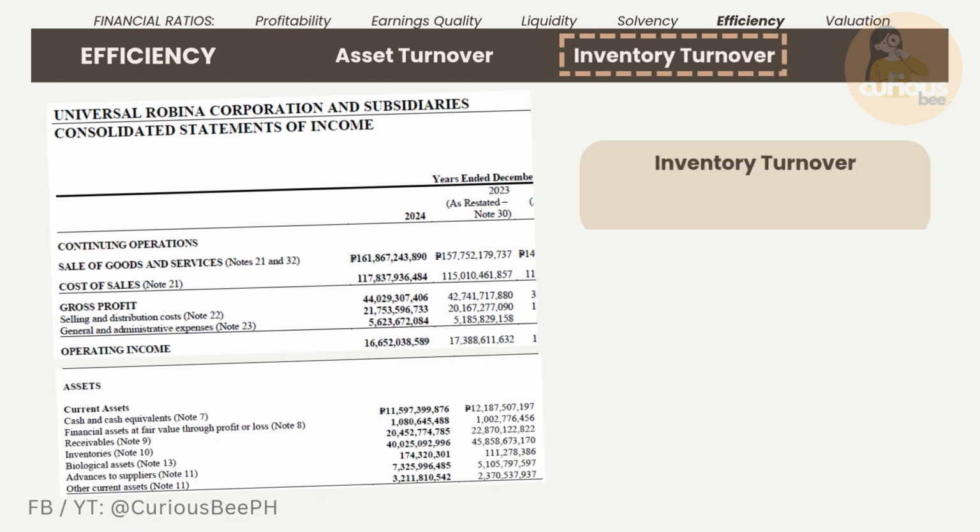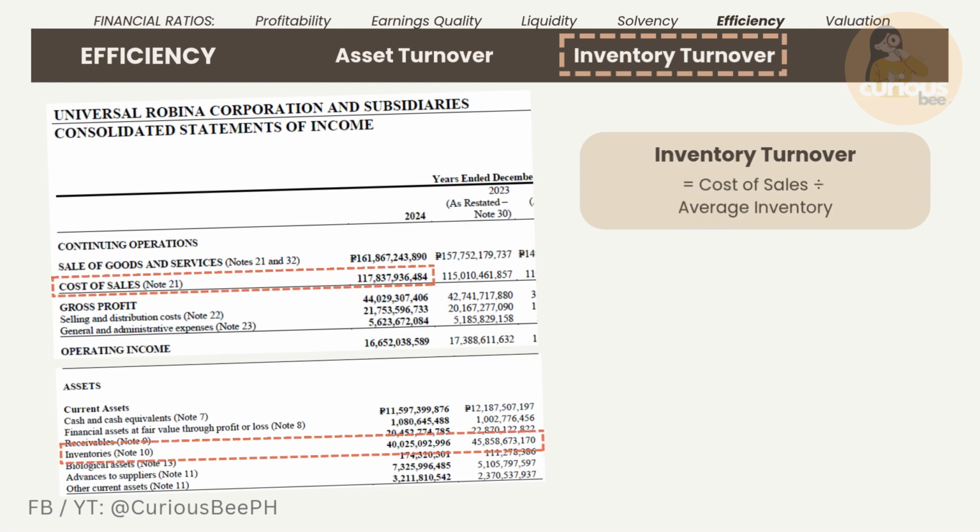The next ratio is inventory turnover. The formula is cost of sales divided by average inventory. Our sample company's inventory turnover in 2024 is 2.7 times, which is on the same level as its 2023 turnover.